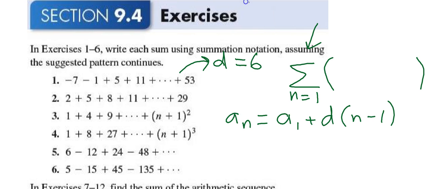What should be going in the place of a sub n? 53. You know the first term is -7. You know the common difference. You're trying to find out what n is. So inside here is going to be our explicit formula. Those parentheses up there are going to have the explicit formula in them. So hopefully you were able to figure out you got n minus 1 equals 10.